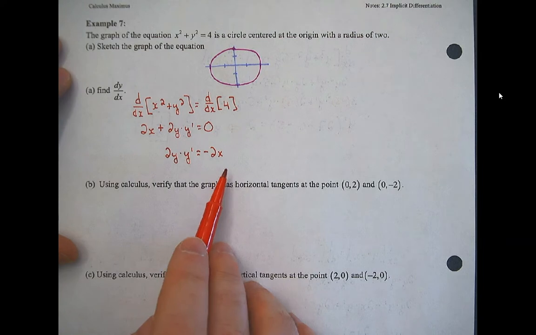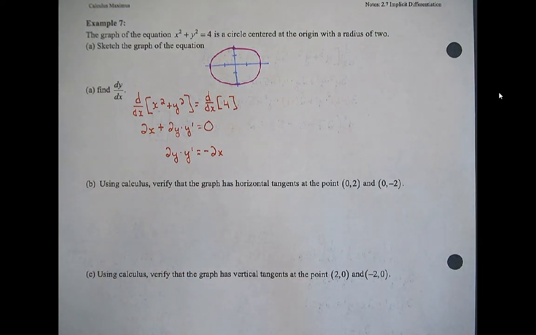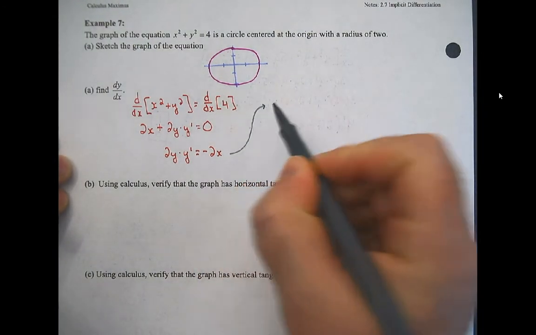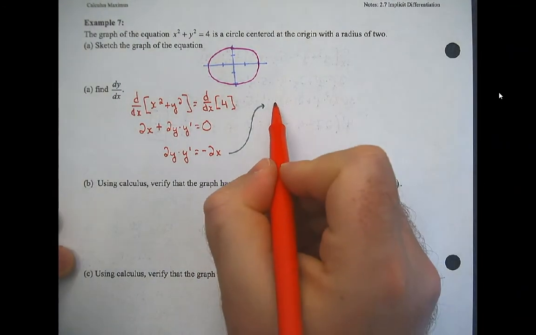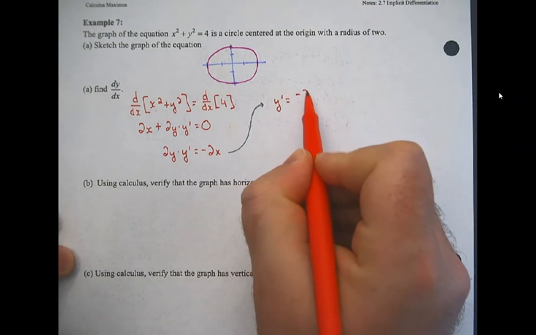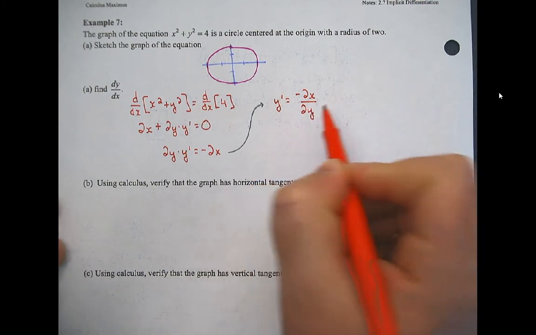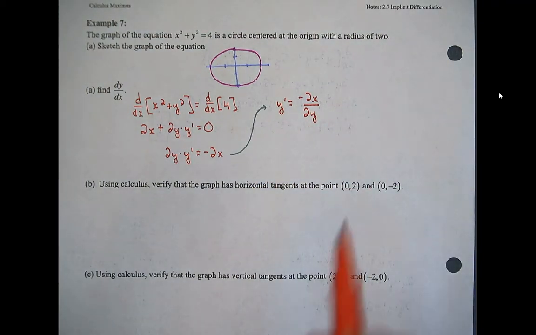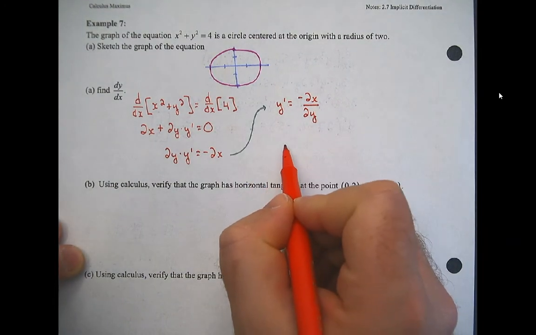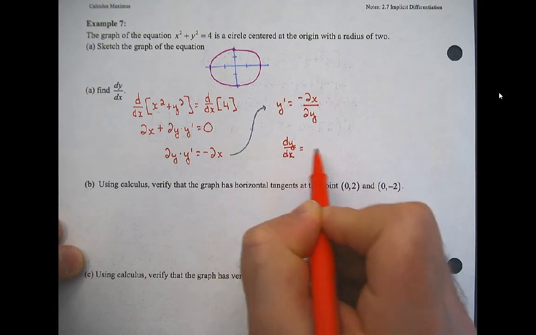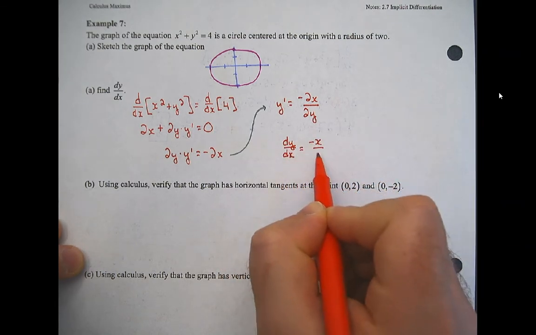Then I'm going to divide both sides by 2y. So I get y prime equals negative 2x over 2y. And what's going to happen to those 2's? Those are going to divide off. And so we get y prime, or actually I'm going to write it as dy/dx this time. dy/dx is negative x over y.